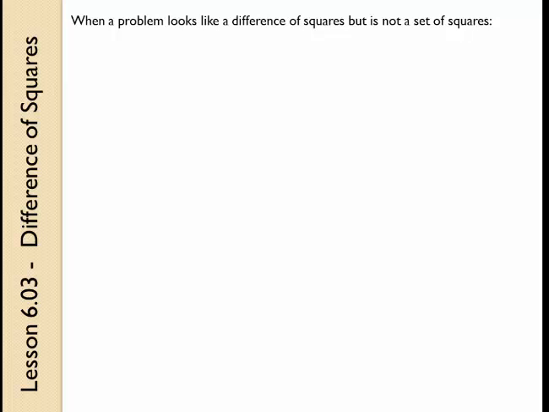Okay, so when a problem looks like a difference of squares, but it is not a set of squares, for example, 3x squared minus 27, or 8x to the third minus 50x, our first step is going to be to factor out the GCF. So between a 3 and a 27, I can factor out a 3, and that leaves me with x squared minus 9. Between an 8 and a 50, I can factor out a 2, and here I have 3 x's and here I have 1, so I can take out 1x, and I'm left with 4x squared minus 25.